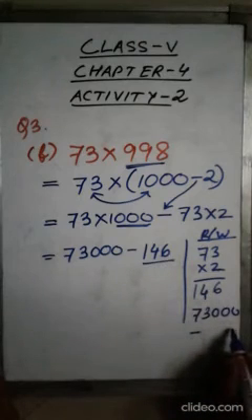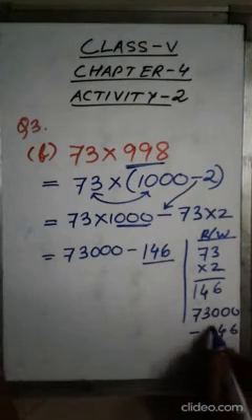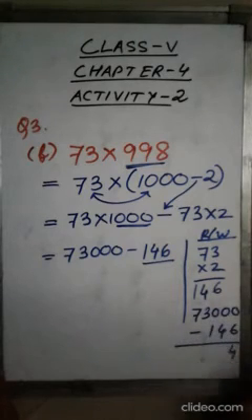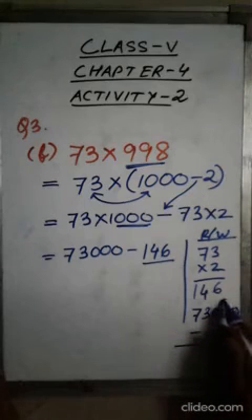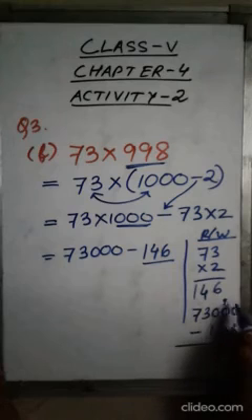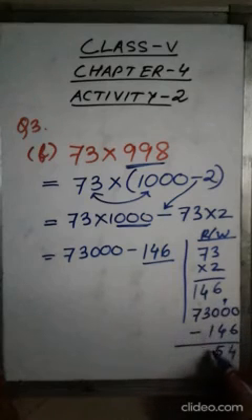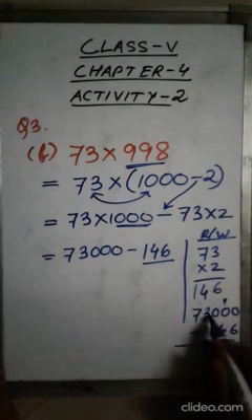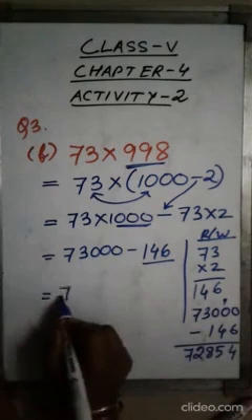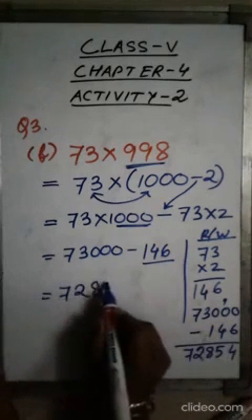73000 minus 146. If I borrow 1, I get 4. Here it is 9. 9 minus 4 is 5. Here also it is 9. 9 minus 1 is 8. Here it will be 2, 7. So my answer is 72854.